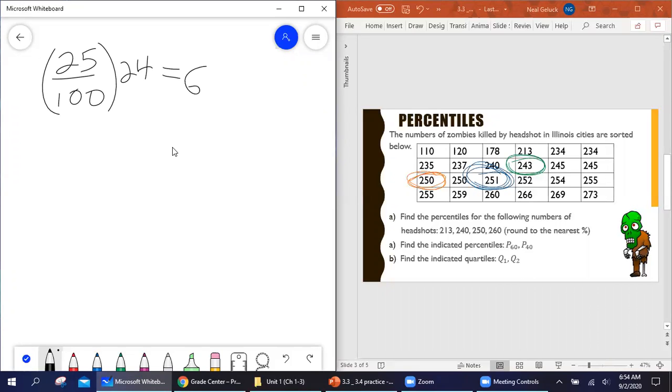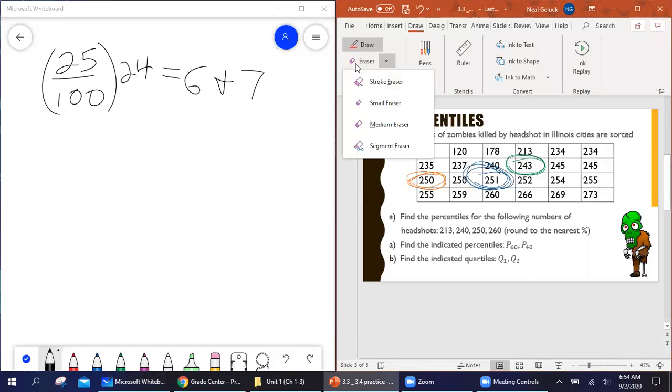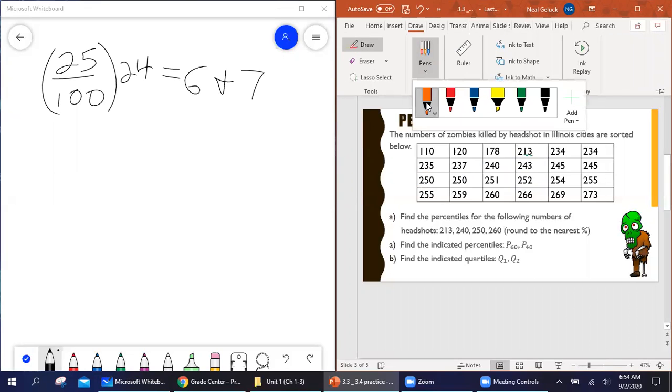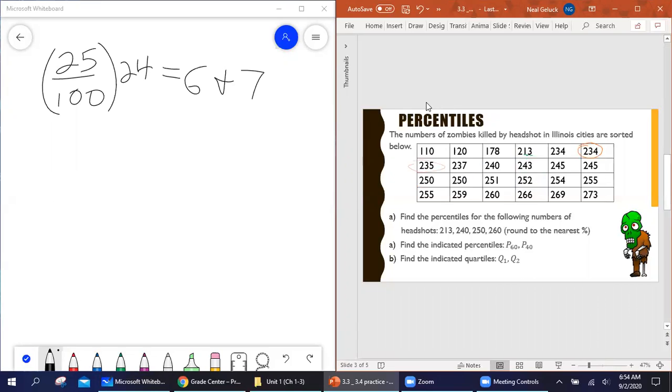6. That means I go between the 6th and 7th value. Remember, if we get a whole number on this, we go between two numbers. So the 6th value is 234. The 7th value is 235, so I go in between those two, and that would be 234.5. So Q1, which is percentile 25, is 234.5.